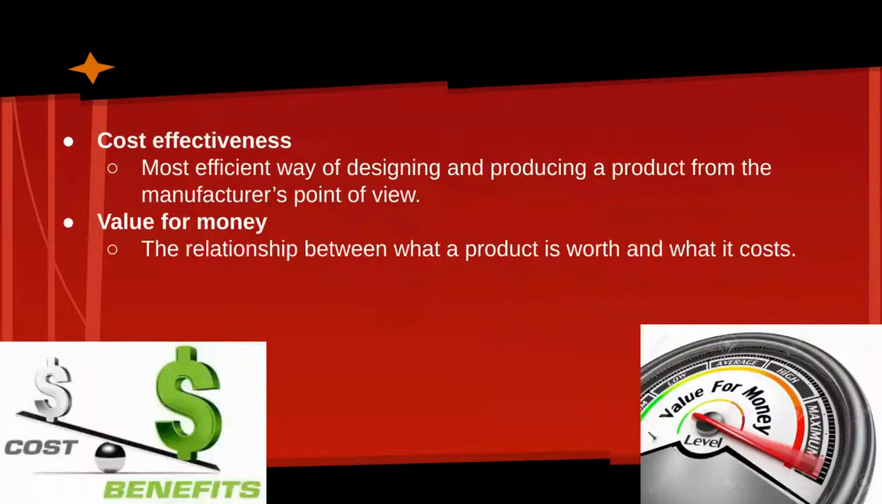Cost effectiveness: the most efficient way of designing and producing a product from the manufacturer's point of view. Value for money: the relationship between what a product is worth and what it costs. Your consumer is going to buy your product if they see it as good value for their money.